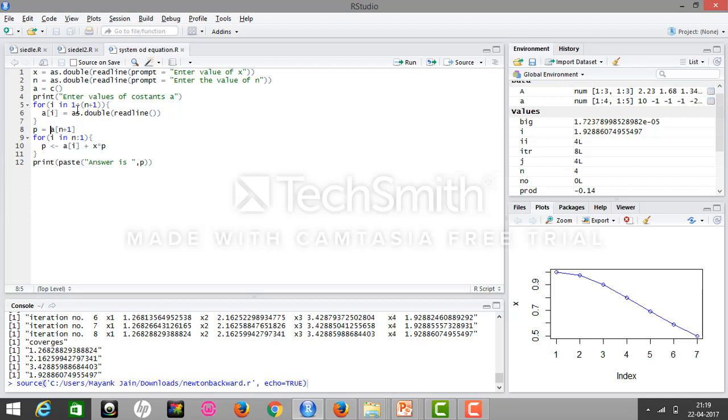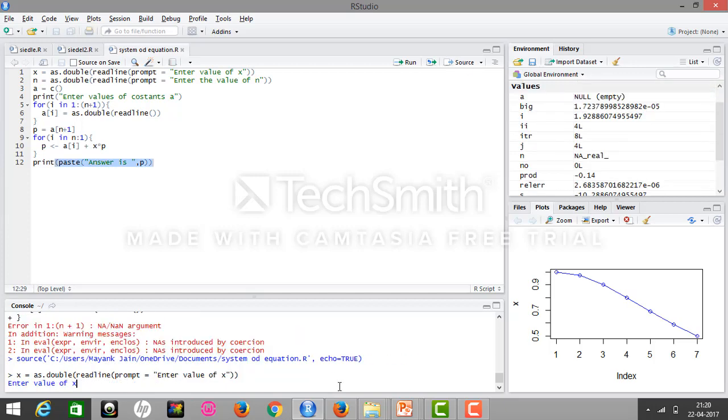Then we have evaluated it, where p is initialized as the last constant, which equals a of n plus 1. Then we have used a for loop that iterates from n to 1 such that p equals a of i plus x into p, that is the previous term. Then we have printed the answer of p.